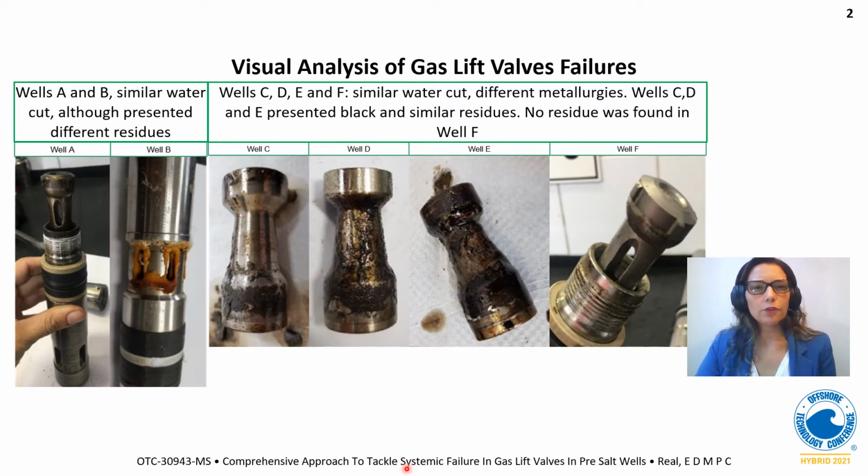Another interesting piece of information is that both wells, B and D, produced from the same oil field to the same production unit. However, they presented different residue. What happened in each case? Why did the valves from wells with similar characteristics generate different residue?